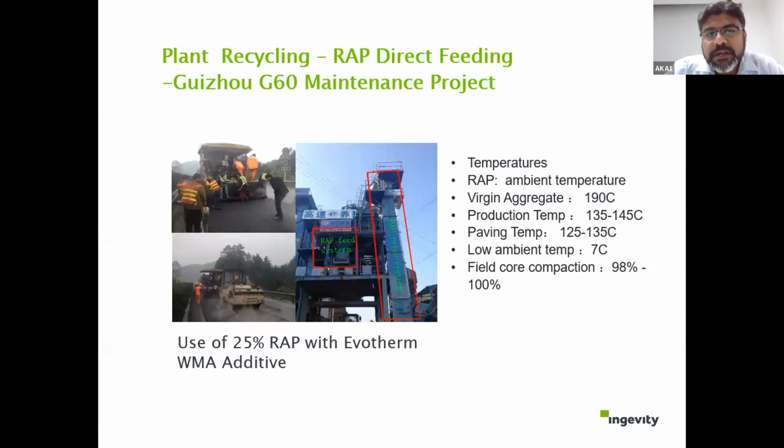So this is a project that was done in China. Here it was just a smaller amount of RAP, like 25% RAP with an additive. The virgin aggregate was heated to 190. The production temperatures were low, in cold weather conditions. Typically they heat the aggregate to a higher temperature, which in India is around 170. The ambient temperature was around 7 degrees. With compaction with VMA additives, we could get up to 98 to 100%. This was a typical batch plant where the heated RAP feed system was used.